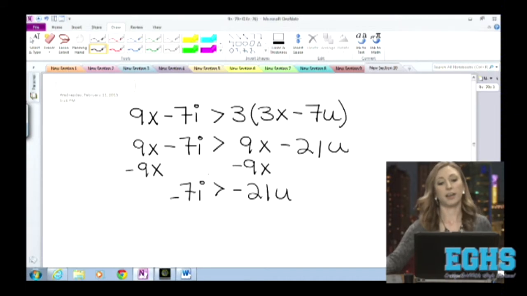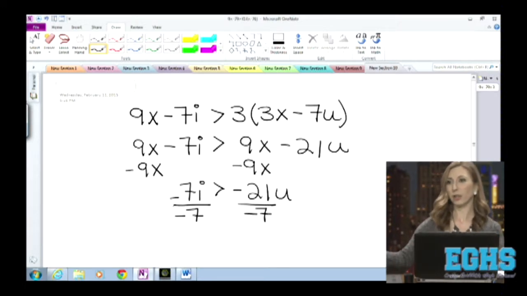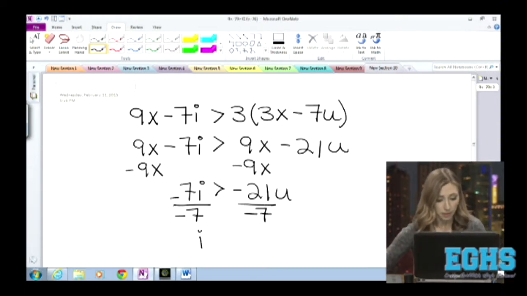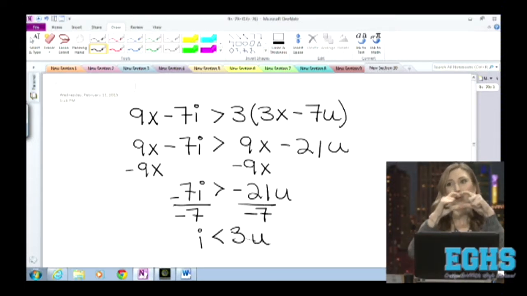If we want to get i by itself, or simplify it a little bit more, we can divide both sides by negative 7. Anytime with an inequality you are solving or simplifying, and you multiply or divide by a negative number, you have to switch the direction of your sign. That was something that always got me in middle school. So on the left side I just have i, and my greater than sign is now a less than sign. And negative 21 divided by negative 7 gives 3, and then u. So, I heart you on this Valentine's Day.